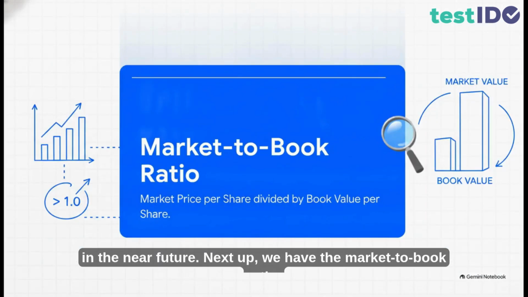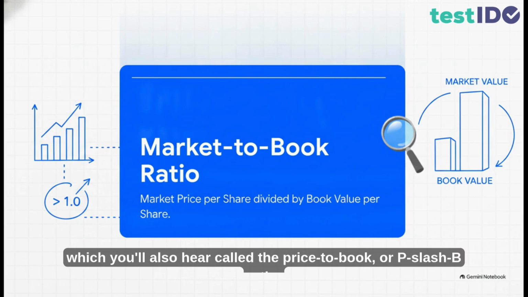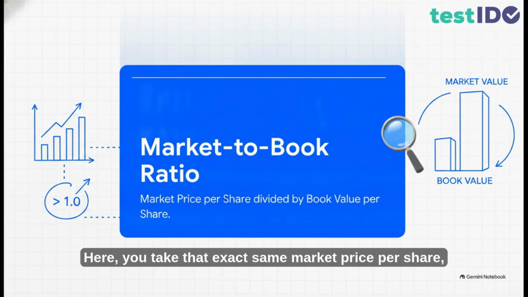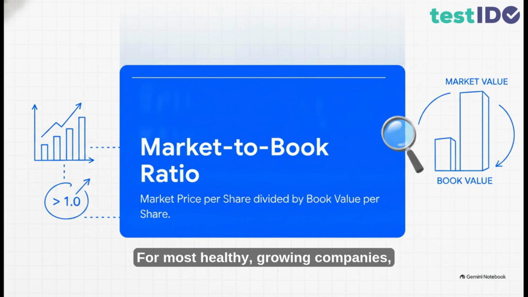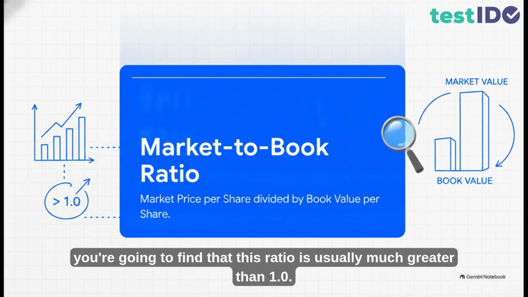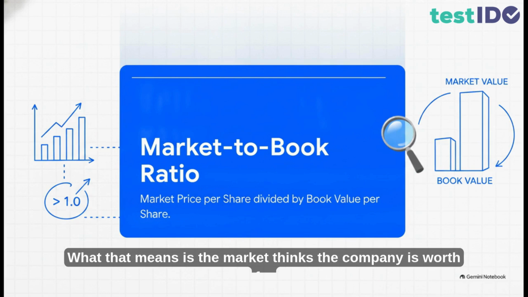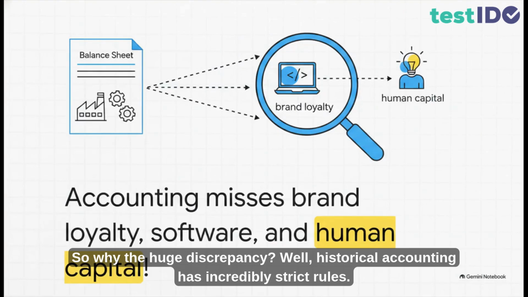Next up, we have the market-to-book ratio, which you'll also hear called the price-to-book or P/B ratio. Here, you take that exact same market price per share, but this time you divide it by the book value per share. For most healthy, growing companies, you're going to find that this ratio is usually much greater than 1.0. What that means is the market thinks the company is worth far more than what the historical accounting records say it's worth. So why the huge discrepancy?